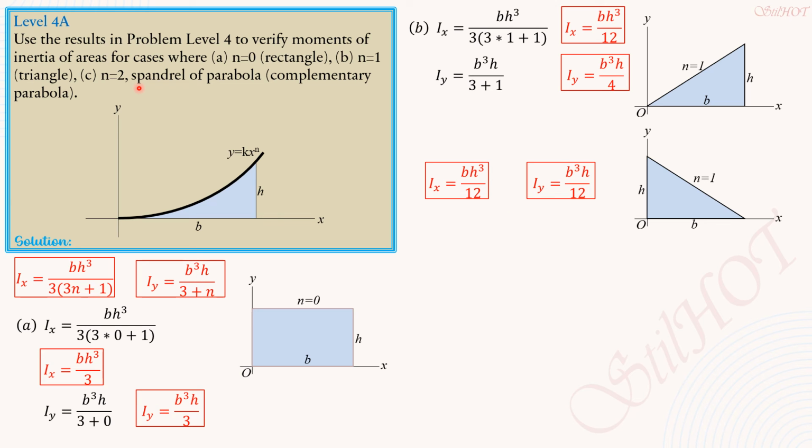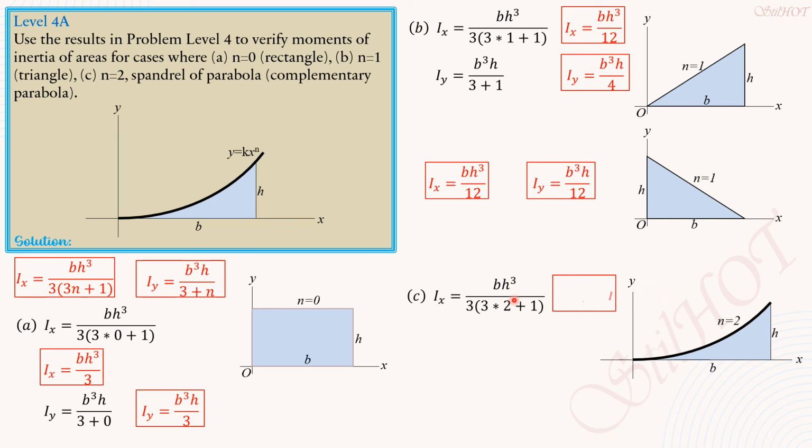Finally, for spandrel of parabola or complementary parabola, n is 2. Then Ix is equal to bh cubed over 3 times quantity 2 plus 1. So this is 7 times 3, so bh cubed over 21 for Ix. And for Iy, b cubed h over 3 plus 2, so it is b cubed h over 5 for Iy.